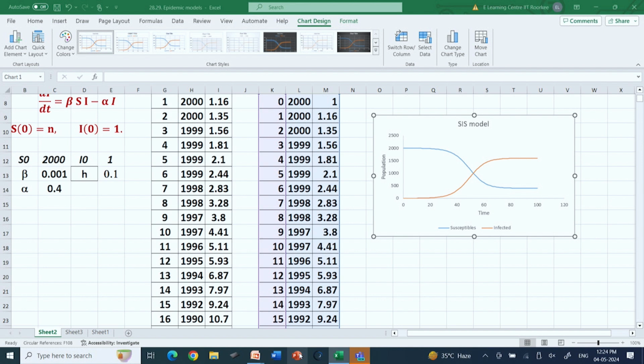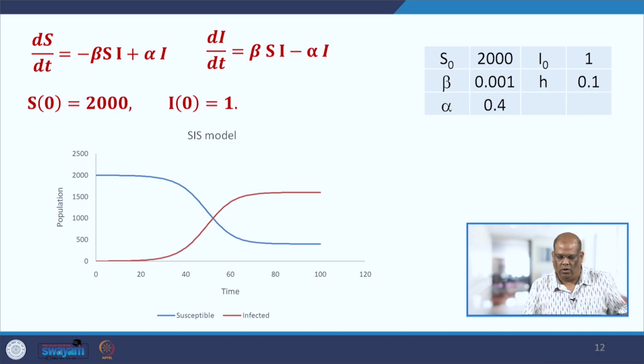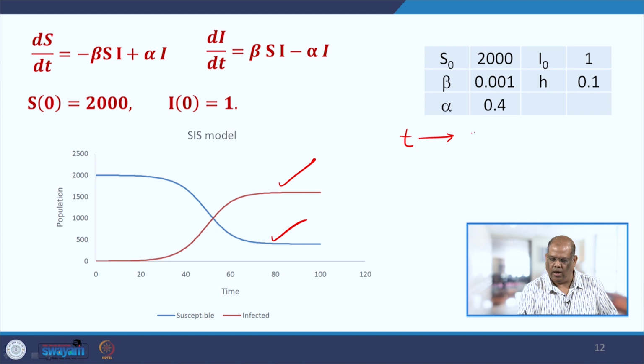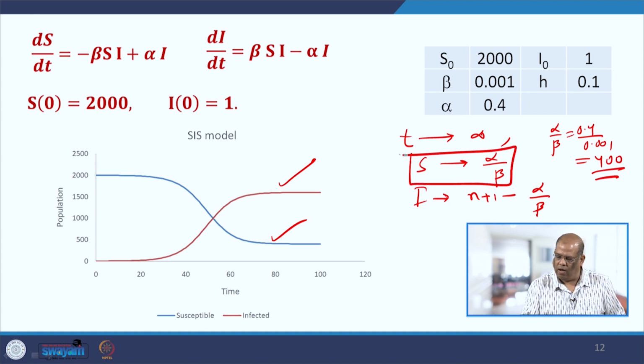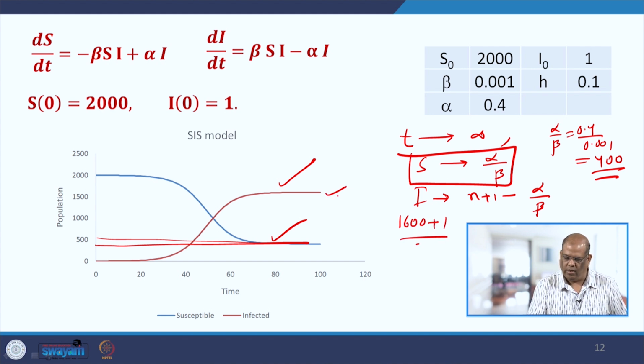Now let's go back to the slides. Our numerical solution to this SIS model shows that this is the infected one and this is the susceptible one. If you look into the solution, as t becomes large, S approaches alpha by beta, and I approaches n plus 1 minus alpha by beta. If I calculate alpha by beta, that is 0.4 by 0.001, which is 400. So the susceptible is reaching the value 400, and I, n plus 1 minus alpha by beta, will reach the value 1600 plus 1.